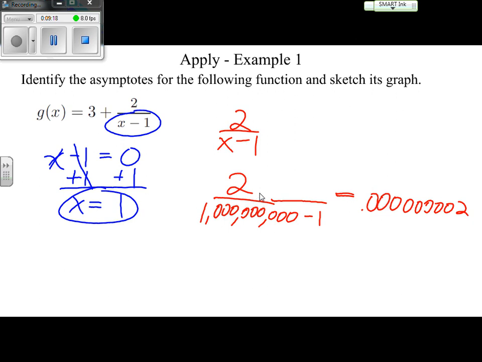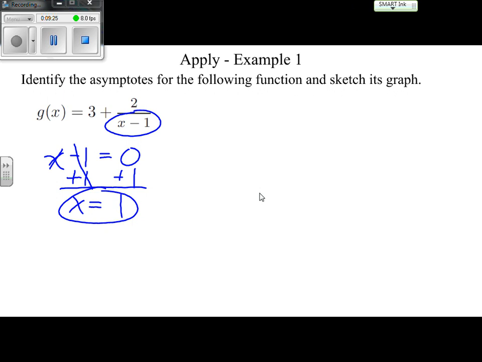So when I'm looking for my horizontal asymptote, again, I want to see what happens as x becomes really large. And as x gets really large, this fraction is becoming 0. So what do we have? We still have the 3 and the plus, but this 2 over x minus 1, as x approaches infinity, is becoming 0. And so we have y is equal to 3 plus nothing, also known as my asymptote is the equation y equals 3.